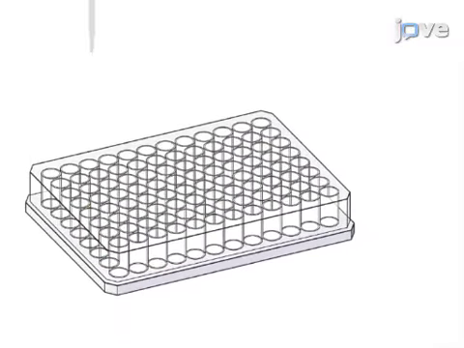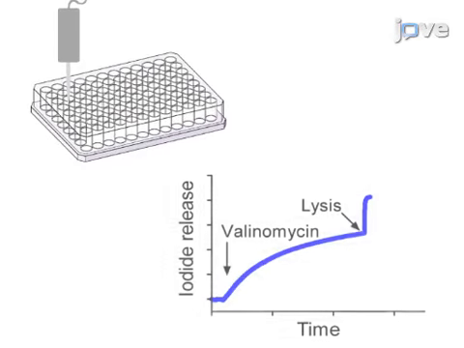Ultimately, an iodide selective electrode is used to monitor CFTR channel function in real time in this reconstituted system.